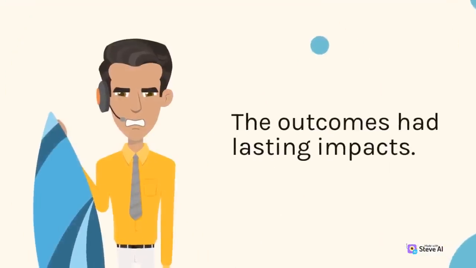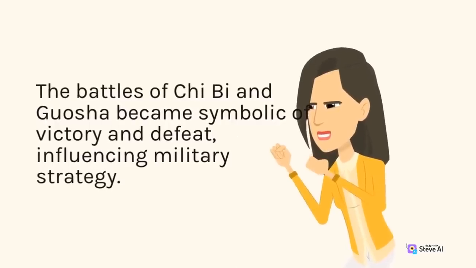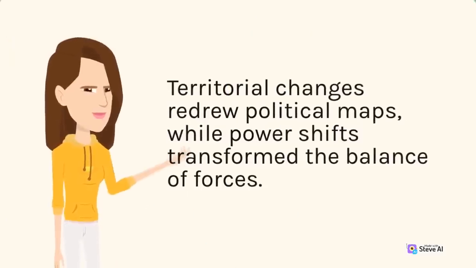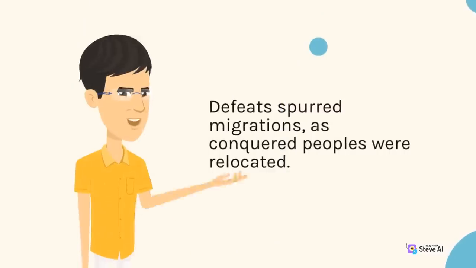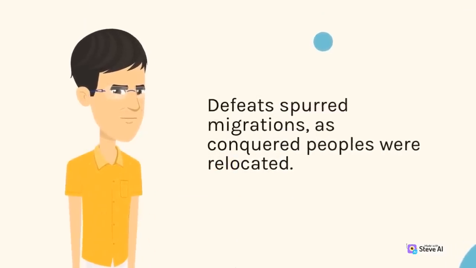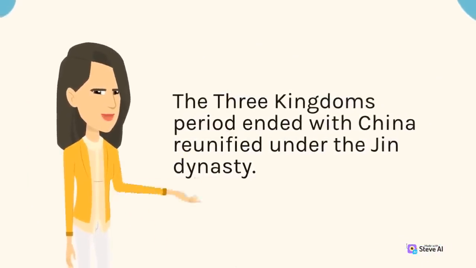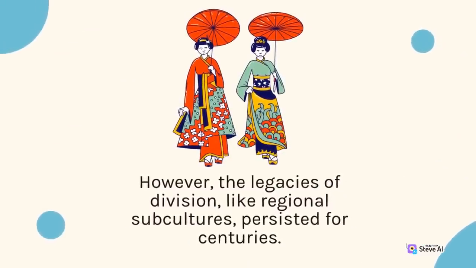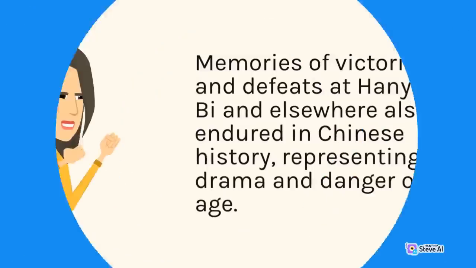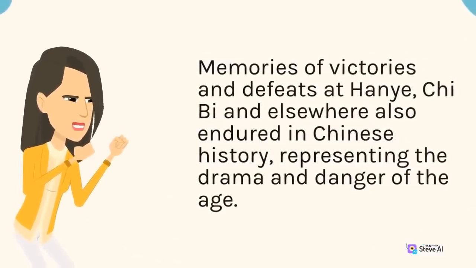The outcomes had lasting impacts. The battles of Qibai and Gosha became symbolic of victory and defeat, influencing military strategy. Territorial changes redrew political maps, while power shifts transformed the balance of forces. Defeat spurred migrations, as conquered peoples were relocated. The Three Kingdoms period ended with China reunified under the Jin dynasty. However, the legacies of division, like regional subcultures, persisted for centuries. Memories of victories and defeats at Hanye, Qibai, and elsewhere also endured in Chinese history, representing the drama and danger of the age.